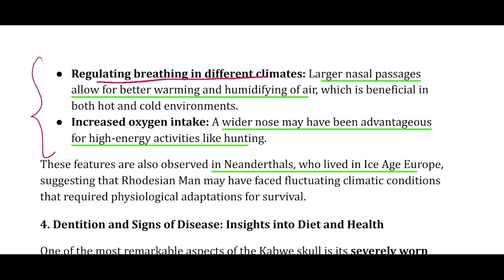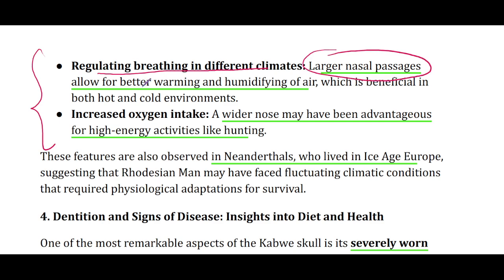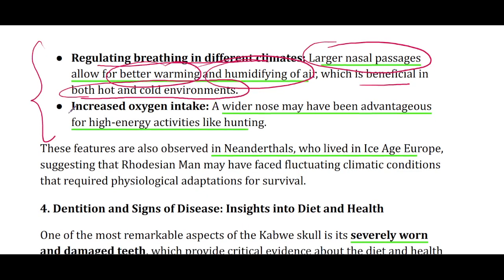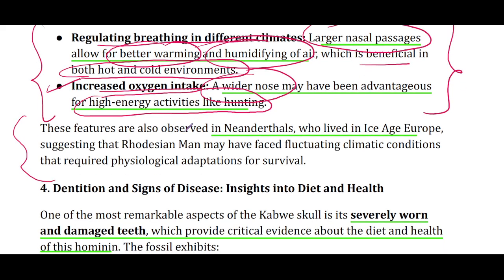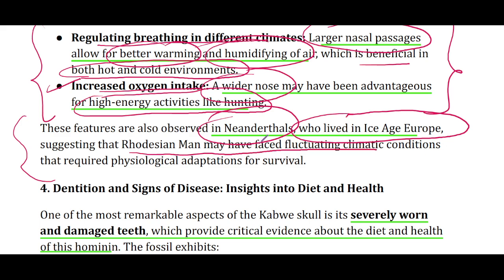First, regulating breathing in different climates. So large nasal passages allow for better warming and humidification of air, which is beneficial in both hot and cold environment. And second, increase oxygen intake. The wider nose may have been advantageous for high energy activities, high intensity activities that were typical of those times. And these features are also observed in Neanderthals who lived in Ice Age Europe, suggesting that Rhodesian man may have faced fluctuating climate conditions that require physiological adaptation for survival.